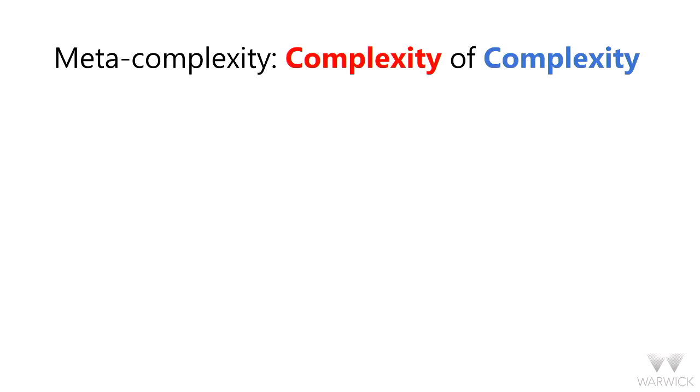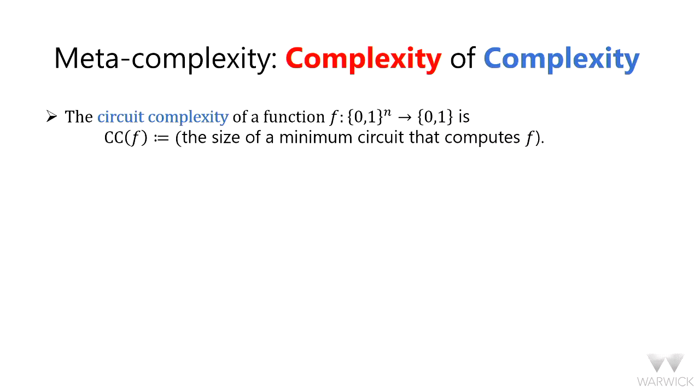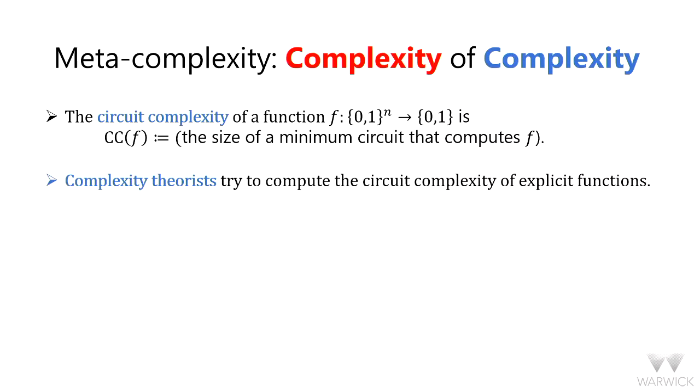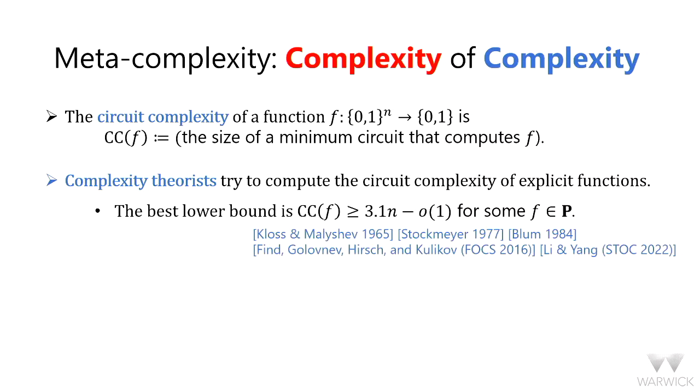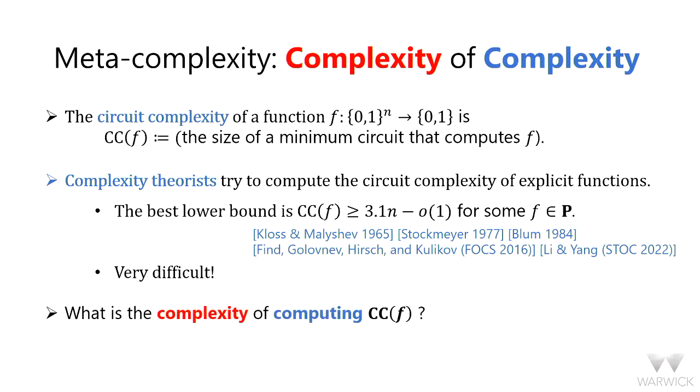In order to be more specific, let's consider our favorite complexity measure, namely circuit complexity. The circuit complexity of a Boolean function f is the size of a minimum circuit that computes the Boolean function. And we complexity theorists try to find a hard function. But as you know, this is very difficult, and the best current lower bound for some explicit function in P is just 3.1n. So it's a good time to take a step back, and let's see what's the complexity of computing circuit complexity. Maybe it's very difficult to compute circuit complexity, and this question is what is called metacomplexity.